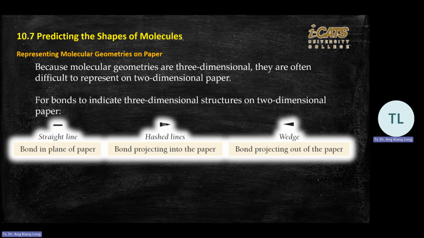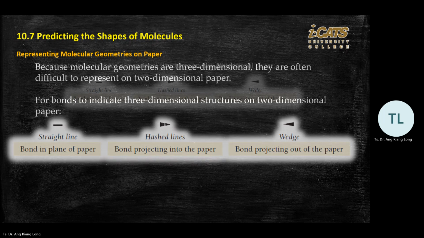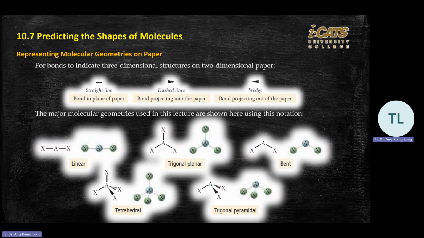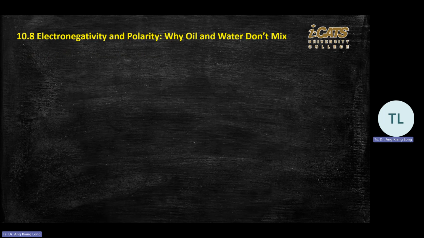Then wedges are projecting out of the paper. If you see a triangular shape, it means it goes out. The leg is coming out from the paper. This one you read. So these are some of the examples. Right, so you have straight line, hash line, and wedge. Actually, you don't need to take photos. I'll give you the PowerPoint later. Right.